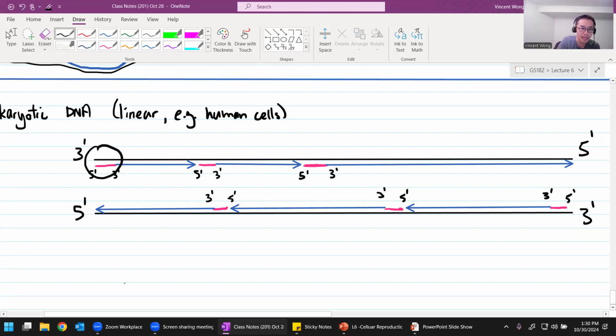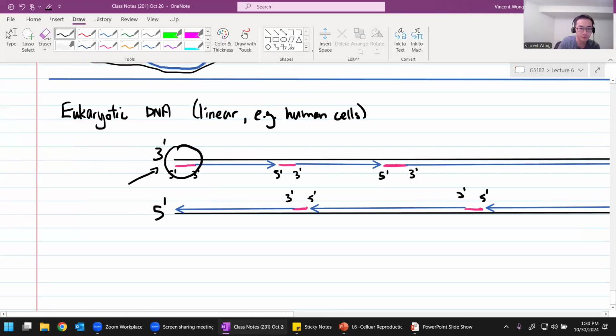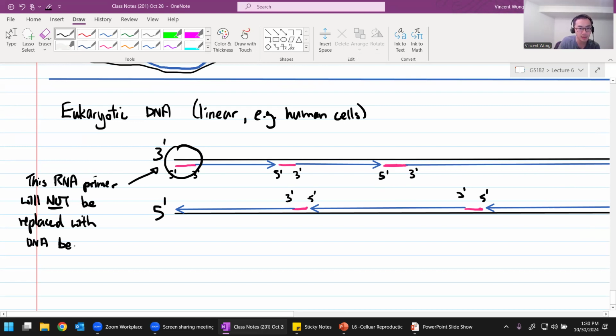However, at the very end over there, this RNA primer will not be replaced with DNA because no polymerase is coming, right? This is the end of the line.